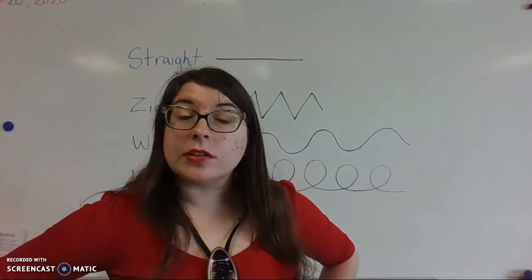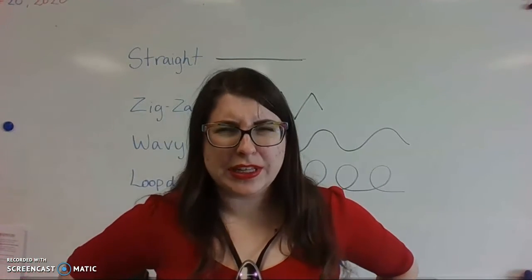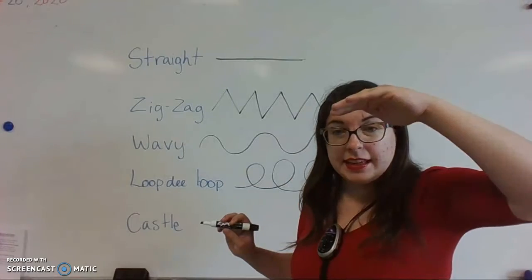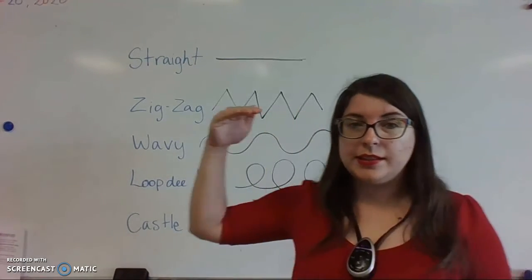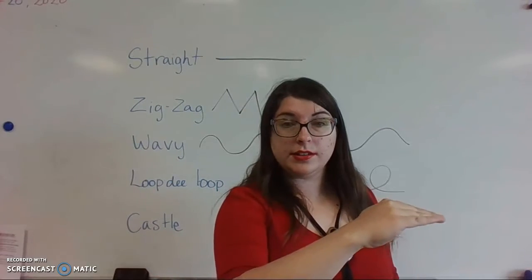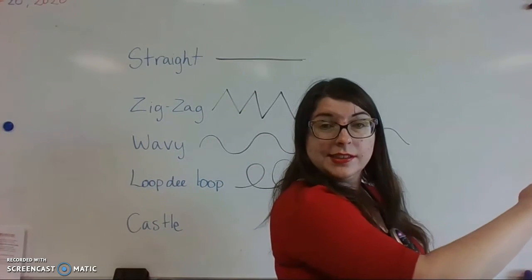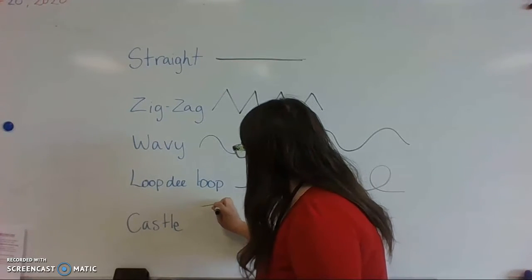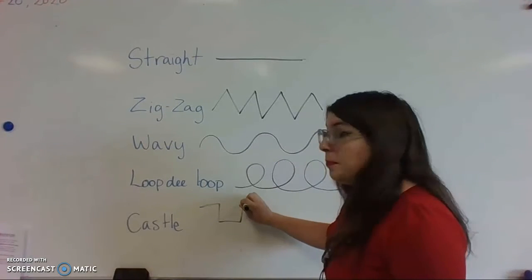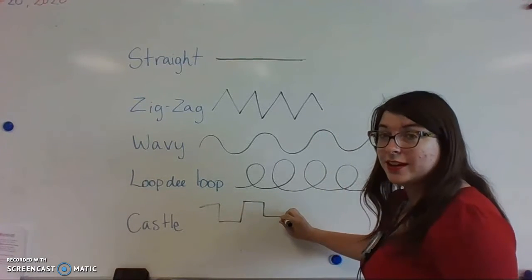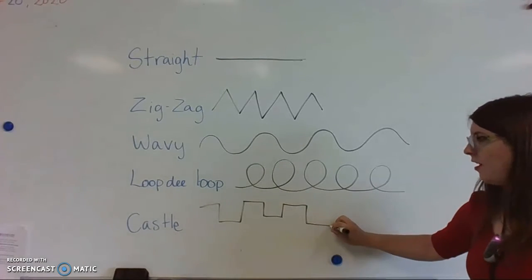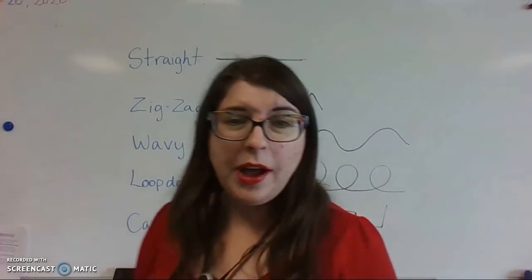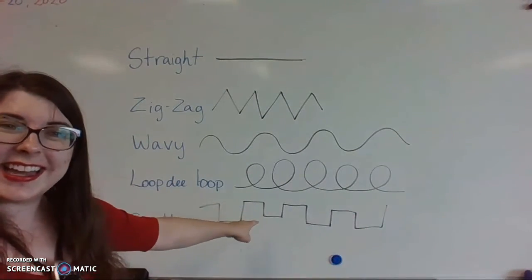The next one is called a castle line. Now, castle looks really cool, but it takes a little bit to learn how to do. Castle is a bunch of straight lines that move together. We're going to go like this with our hands. Across, down, across, up, across, down, across, up. Let's see how that looks on the board. Across, down, across, up, across, down, across, up. Do you see why I call it a castle line? Because it looks like a castle.